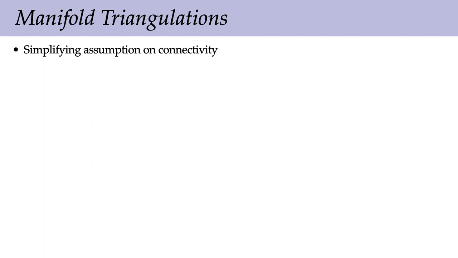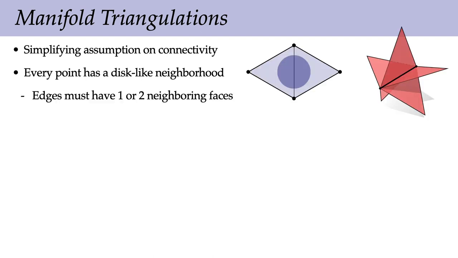First, we will assume that they're manifold. This means that each point in the domain must have a neighborhood which is a topological disk. Concretely, this boils down to two simple conditions. First, each edge must have either one or two neighboring faces. Edges with too many neighbors, such as this red star, are not manifold.